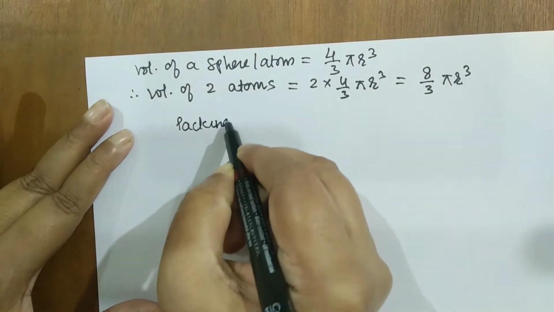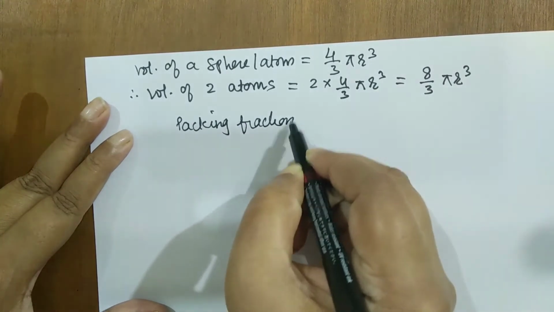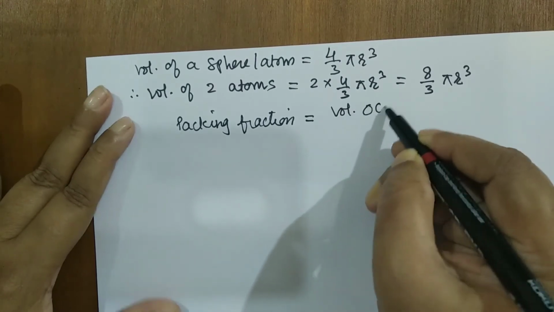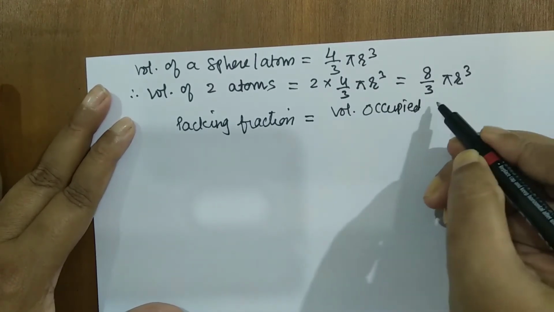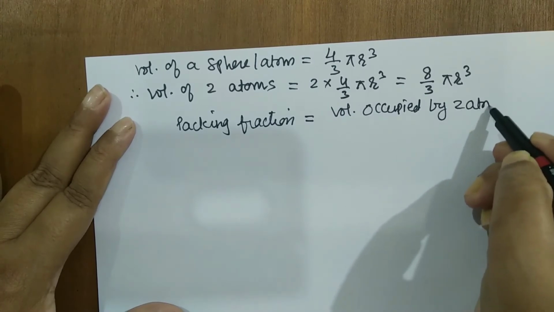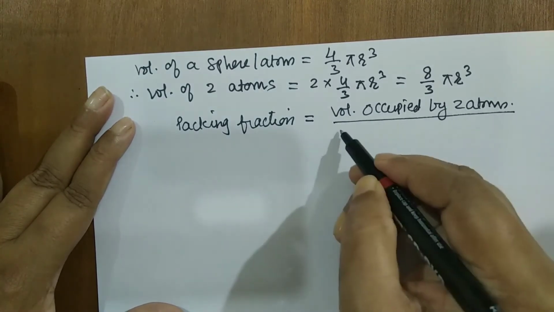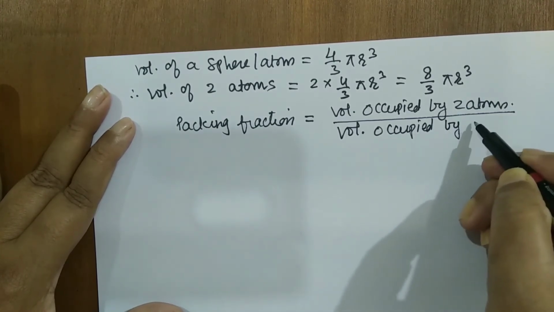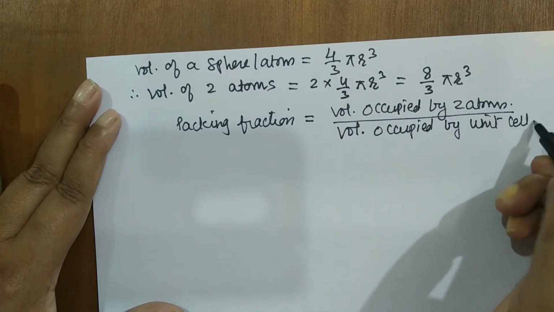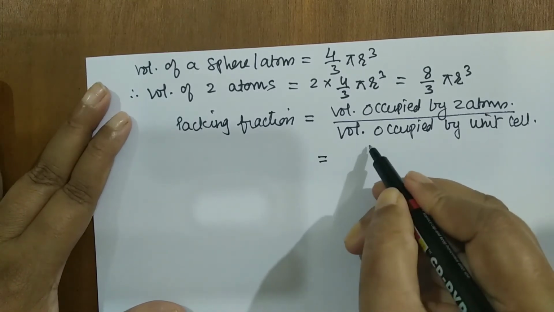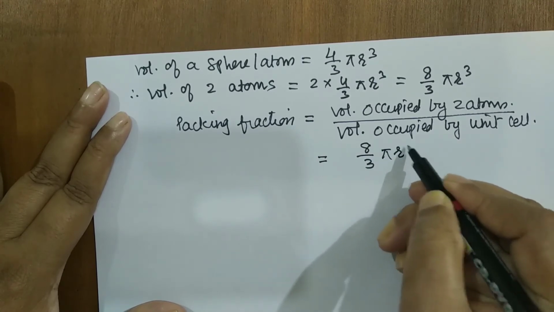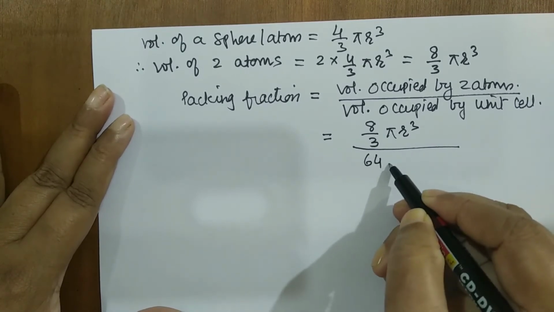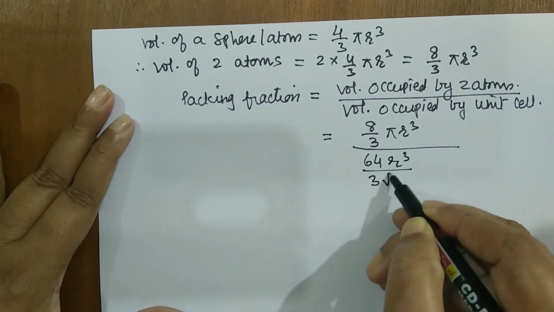So packing fraction is equal to, formula is same, students. So it will be volume occupied by 2 atoms upon volume occupied by the unit cell. So let us substitute. So volume occupied here is 8 by 3 pi r cube upon, how much was that, student? 64 r cube upon 3 root 3.